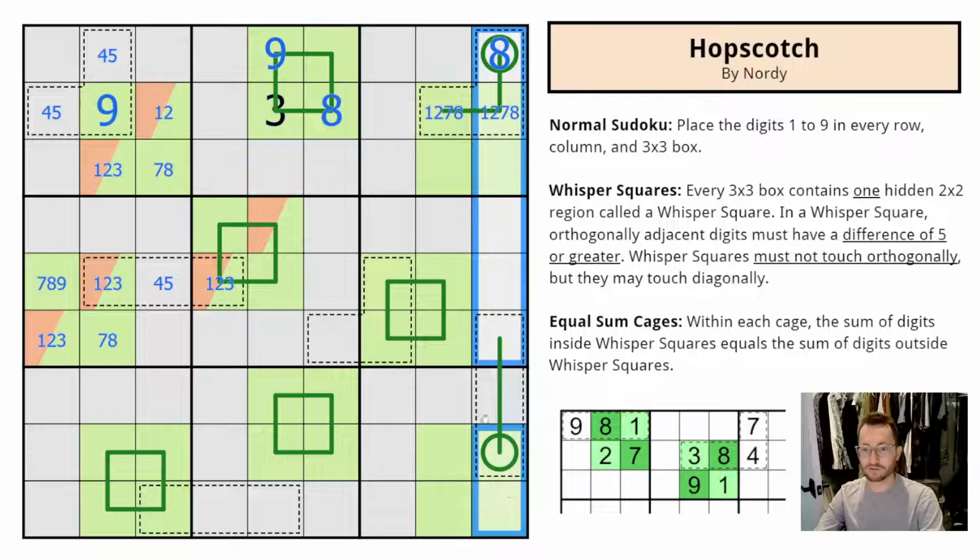And the rest of the puzzle is this bouncing around effect of figuring out where the rest of the numbers go. So I hope you enjoy, and good luck solving.